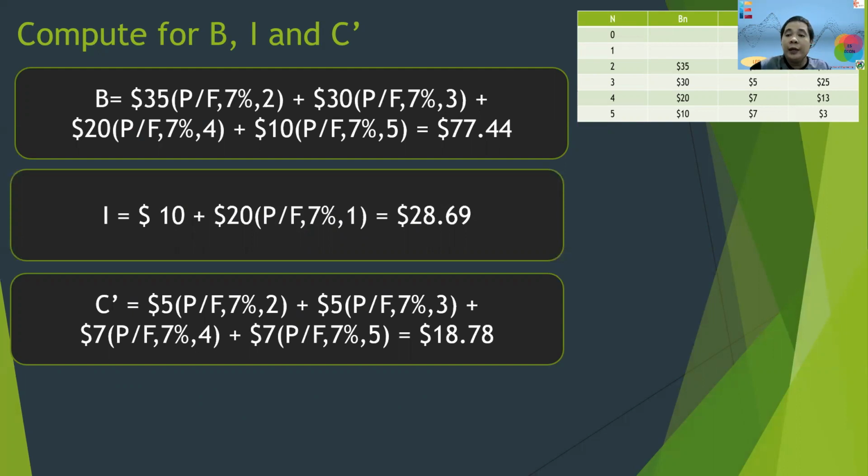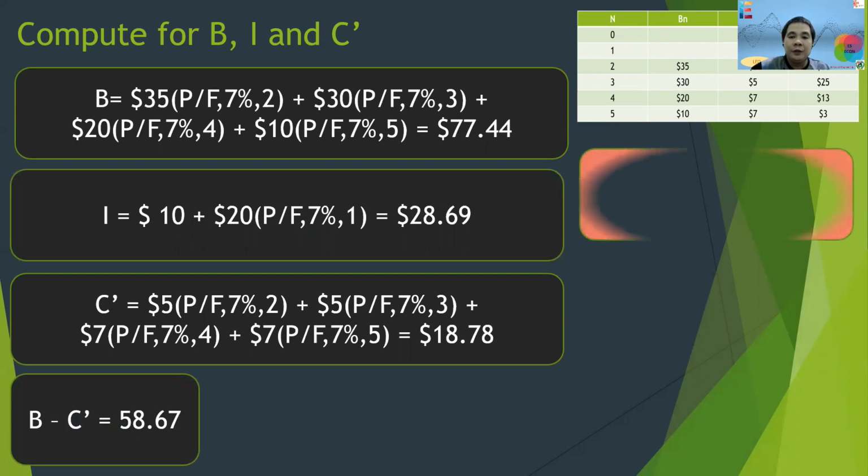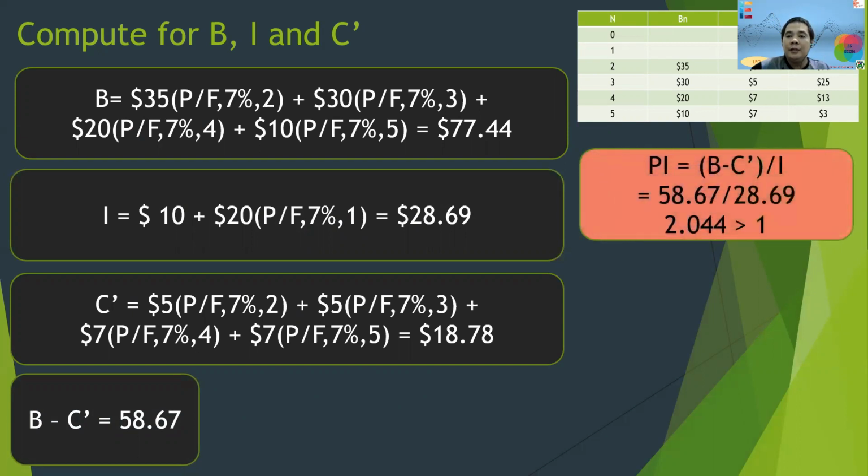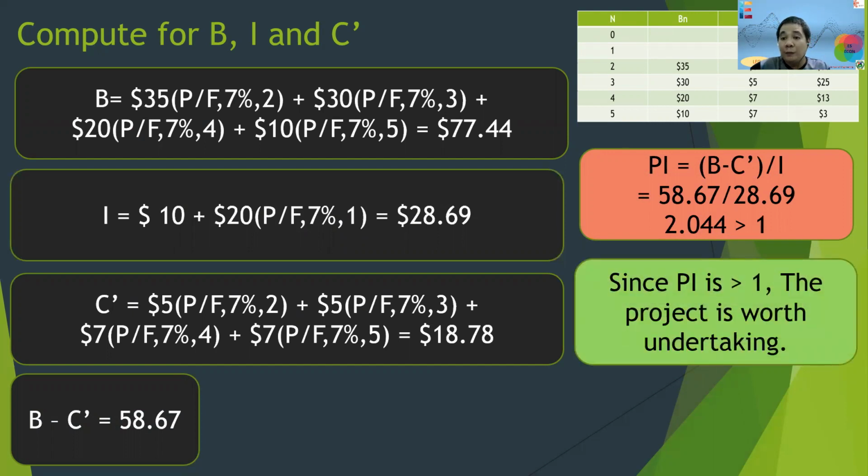So knowing that you have the B, the I, and the C hat, we can already proceed to our formulation for the profitability index. So B minus C hat is equal to 58.67. And your PI is equal to B minus C hat over I. Therefore, the value is 2.044. Therefore, if your PI is greater than 1, the project is worth undertaking.